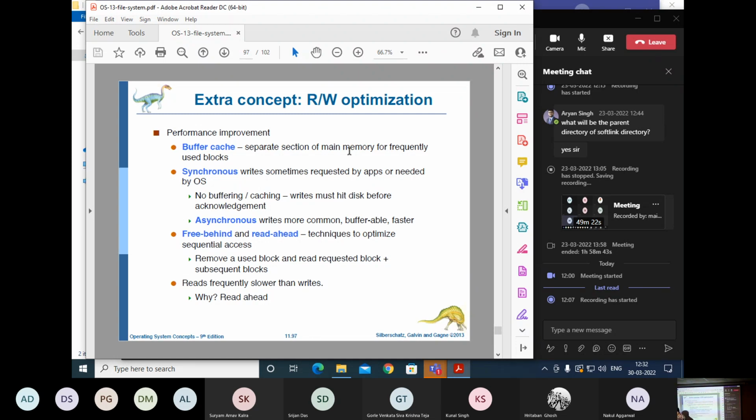Now, in the same spirit of synchronous and asynchronous, there is a concept in read, where read can be free behind and read ahead. What is free behind? Whenever your operating system is asked to read new blocks, you clear the buffer cache. Simple. You free everything behind. Bring in new blocks into the buffer cache.